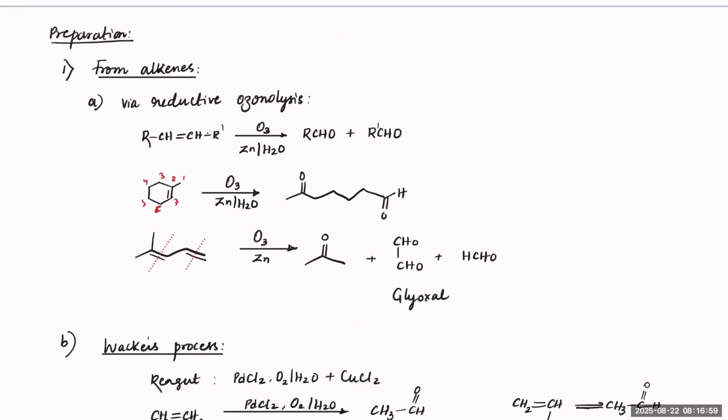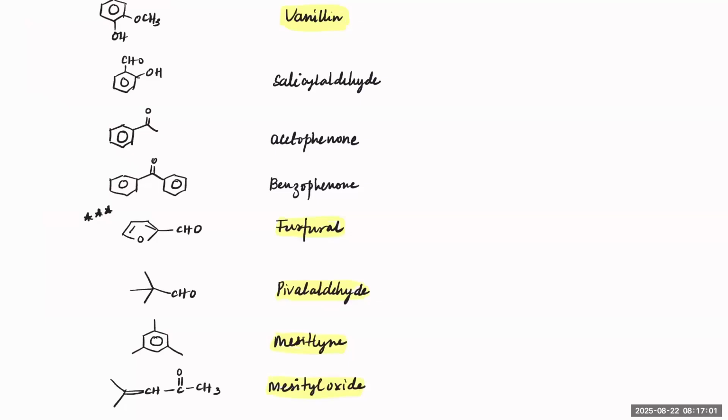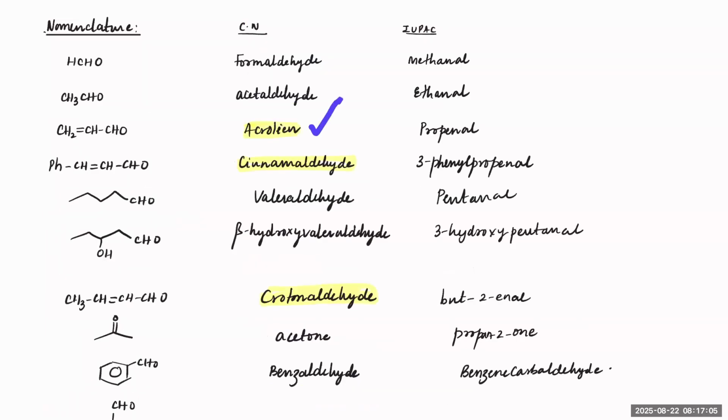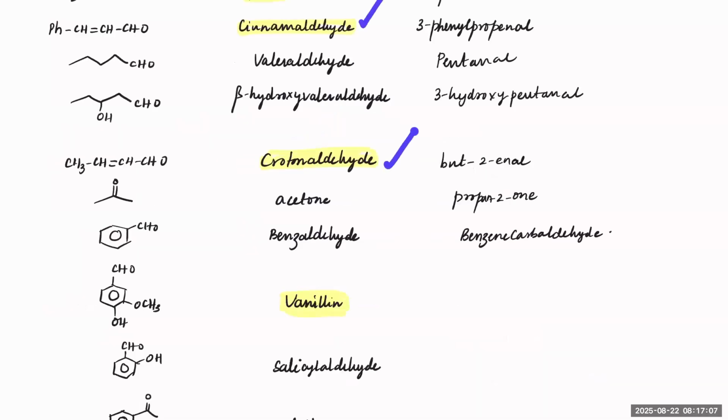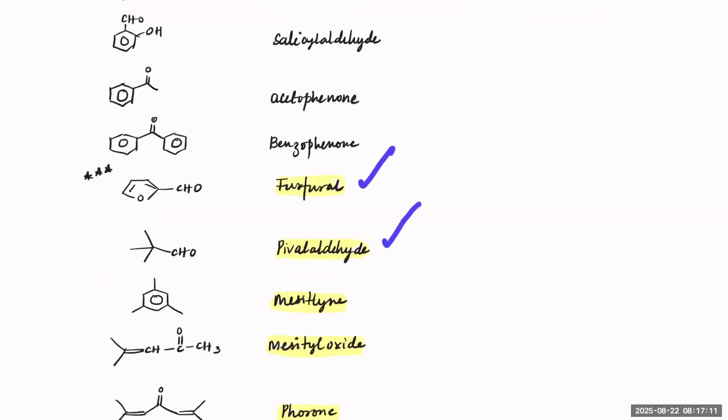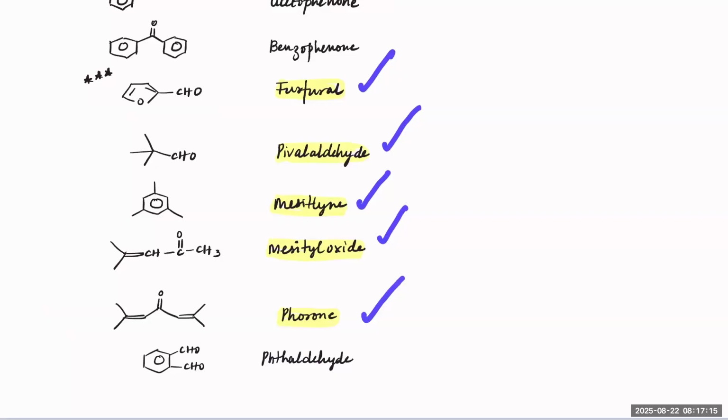Right. In case of aldehydes and ketones, first you need to learn all the important common names. Acrolein, cinnamaldehyde, crotonaldehyde, vanillin, furfural, pivalaldehyde, mesitylene, mesityl oxide, and phorone. These are the most common ones which you will keep coming across, so you better learn that part.